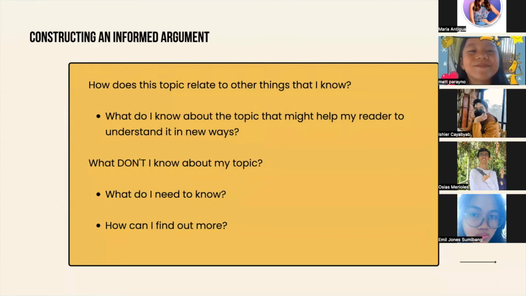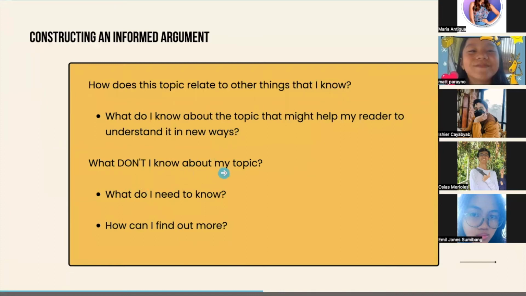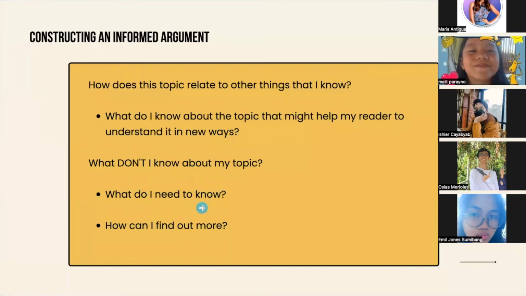In the process of really thinking about your topic, your aim now is to come up with a fresh observation. That's why, from the last one, what don't I know about the topic? What do you need to know? How can you find out more? So this is somehow a new way of writing about a topic. And most importantly, you have to write great ideas, and it has to be great. That's why it has to be something fresh, new, and relevant.